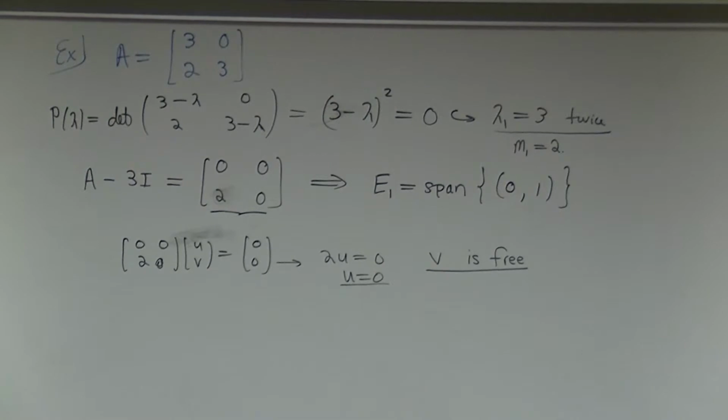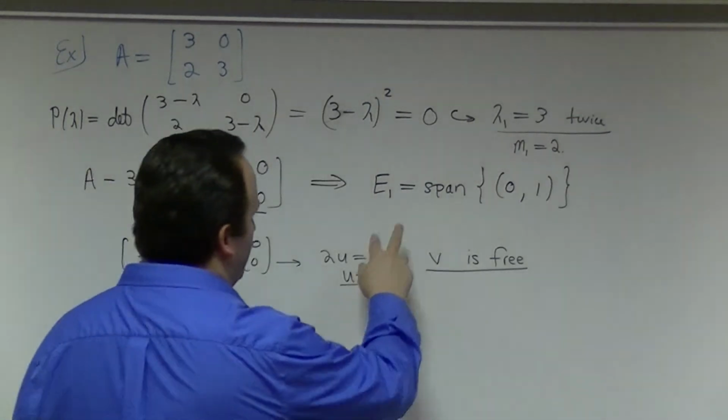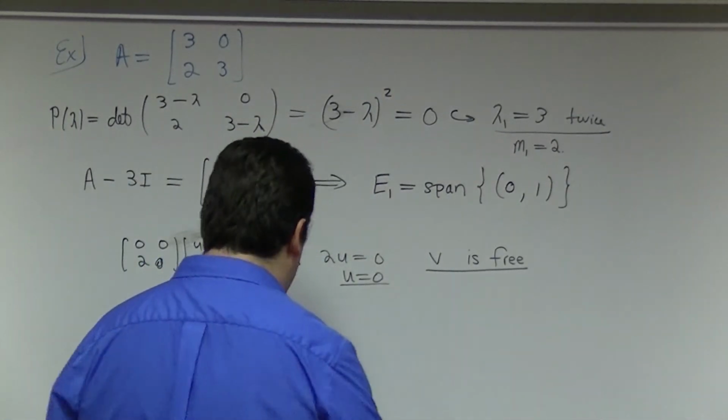Garden of eigenvectors, yes. So would the null space of that, would the dimension of the null space be equal to 1 for that? Indeed, the dimension of the eigenspace here is 1.